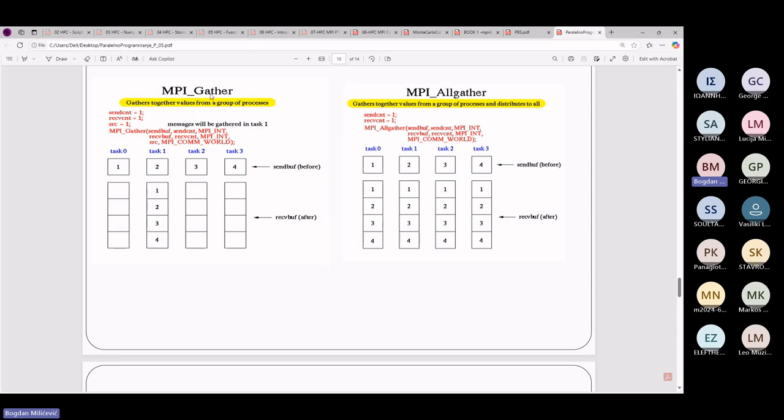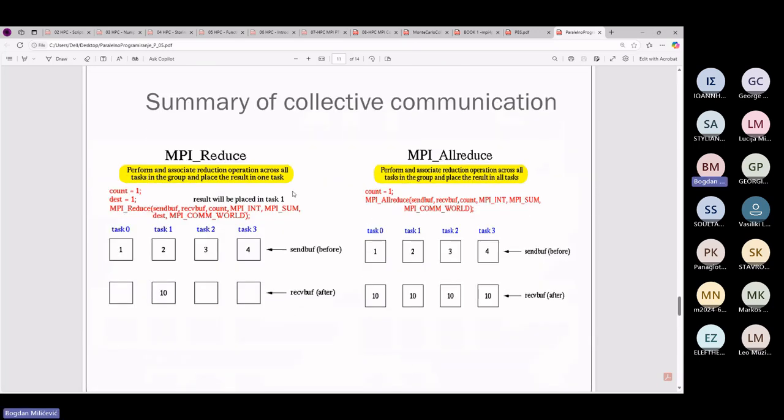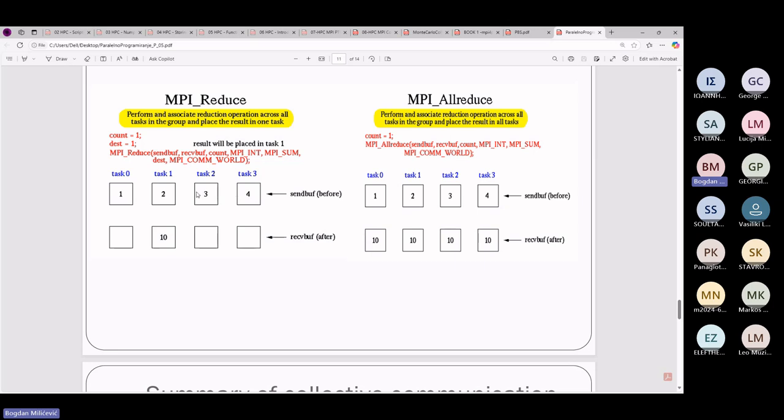Allgather is the same as gather and then broadcast. So we collect 1, 2, 3, 4, and then broadcast this data to everybody else. So this is allgather. We have reduce. For example, here we want to summarize these values. Everyone has their partial value. Once we perform the reduction, one process has the reduced or summarized value of all of these together. In this case, that is 10. And allreduce, as I mentioned before, is the same as reduce plus broadcast. So this 10 will be computed and then distributed amongst the other processes, so everybody will have this data.